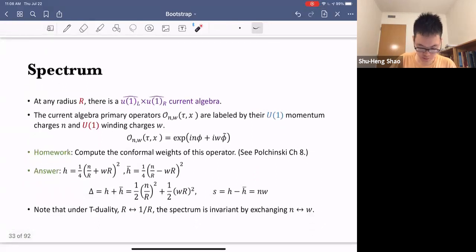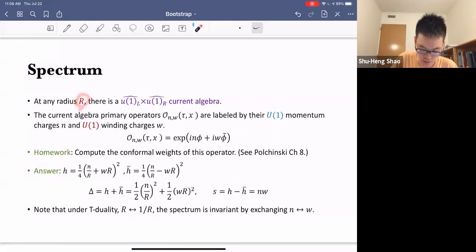So now let's talk a little bit about the spectrum of this c equals 1 CFT. Note that I haven't gone to the anomaly yet. I just introduced the Lagrangian, I talked about the T-duality, and I talked about the two U(1) global symmetries. And then let's talk about the spectrum of local operators.